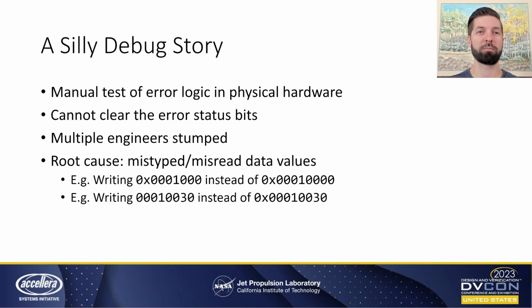Right, everything worked. So finally I went back to the commands that were being entered to perform these operations to clear the error status bits. And upon closer inspection, I realized that there were some typos in the write data values. So for example, one was missing a 0, right? So a 10,000 became a 1,000, and so we ended up writing to the wrong bit. In another case, they forgot to type the 0x prefix.